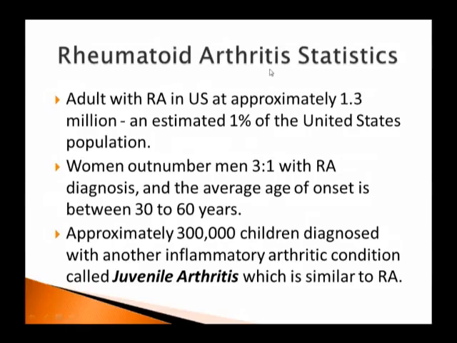So what are the current statistics on rheumatoid arthritis? About 1.3 million adults in the U.S. are diagnosed with RA. It makes up about 1% of the U.S. population. It's found more in women than in men, usually coming about in between the ages of 30 to 60 years. Juvenile arthritis is very similar to rheumatoid arthritis, which is an inflammatory and arthritic condition that is diagnosed in kids. So certainly children can have this problem as well.